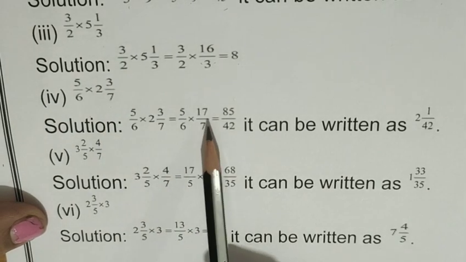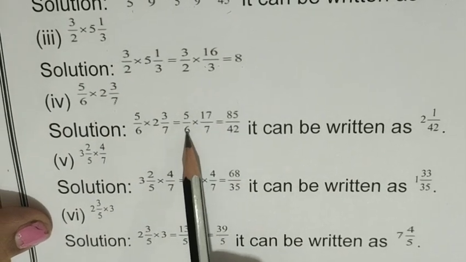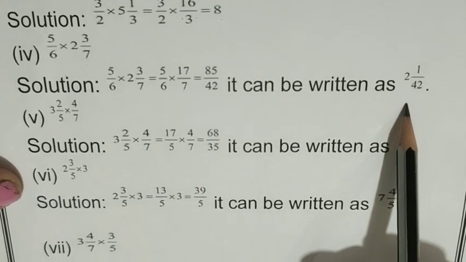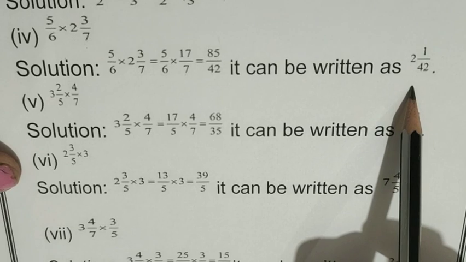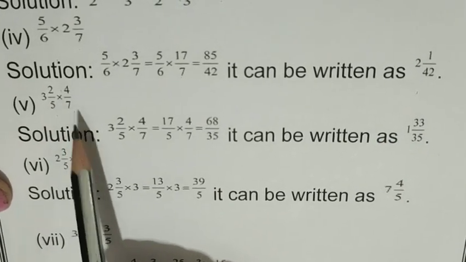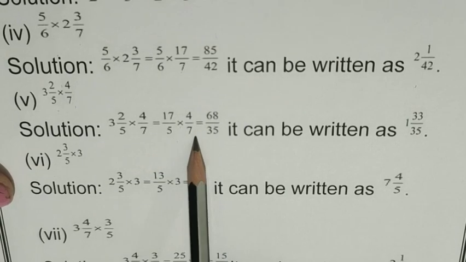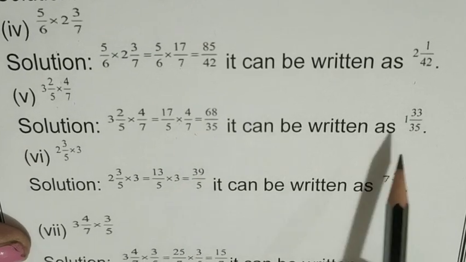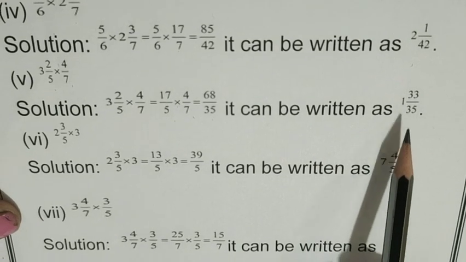5 by 6 into 2 integer 3 by 7. 2 integer 3 by 7 means 17 by 7. So 5 by 6 into 17 by 7 is 85 by 42, and the mixed fraction is 2 integer 1 by 42. Now 3 integer 2 by 5 into 4 by 7. What is the answer? 17 by 5 into 4 by 7 is equal to 68 by 35. Then 1 integer 33 by 35.